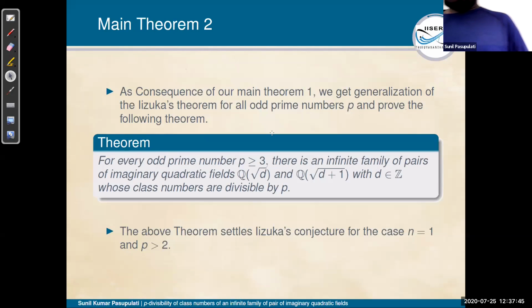Here I'll actually be proving IISER's conjecture for n equal to 1. That is, for any odd prime p greater than or equal to 3, there exists an infinite family of pairs of quadratic fields Q(√t) and Q(√(t+1)), where t belongs to Z, whose class number is divisible by p. This is what I'll prove first, and then later I'll prove my main theorem 1.